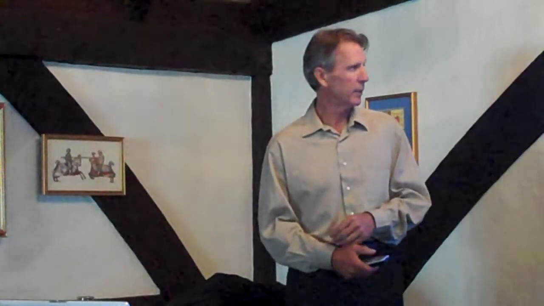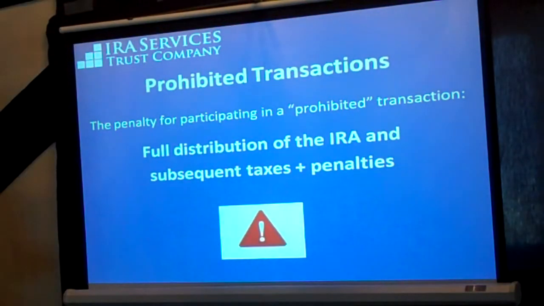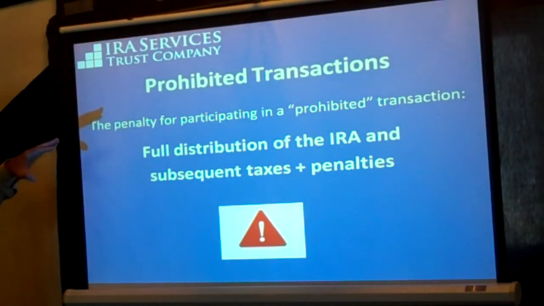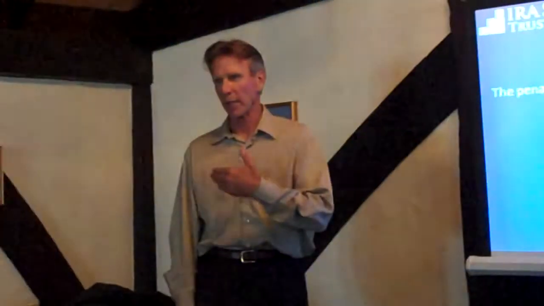So prohibited transactions, bad. That's a message here. And we run into it all too often. And the closing remark is, I hate to end on a downer here, but the penalty for participating in a prohibited transaction is full distribution of the IRA, which means the tax, which you're going to end up paying sooner than you know, and there could be penalties if you commit this prohibited transaction before age 59 and a half. So you pay a 10% penalty on top of the tax.